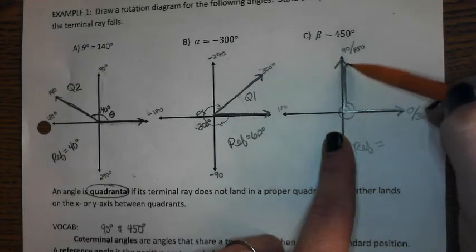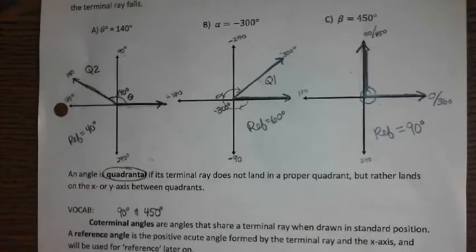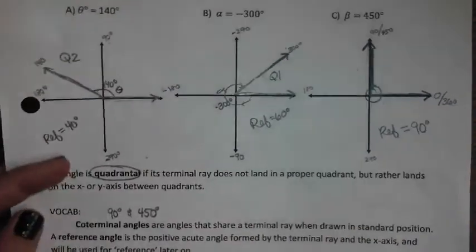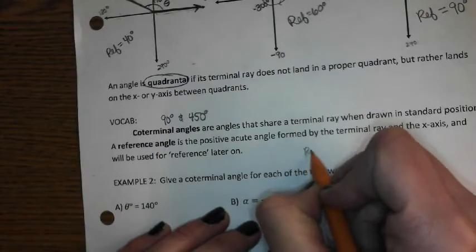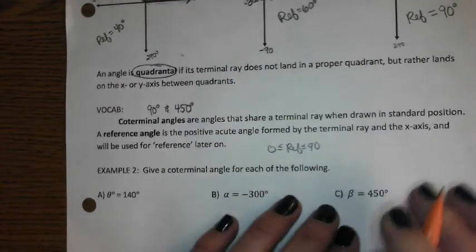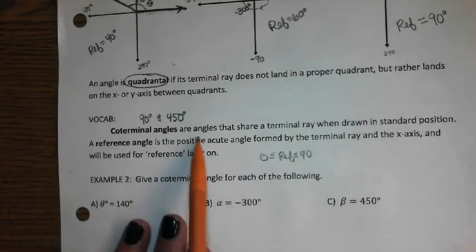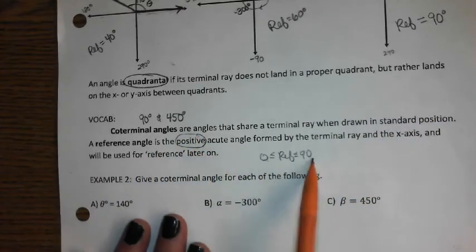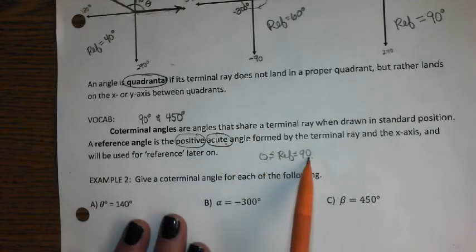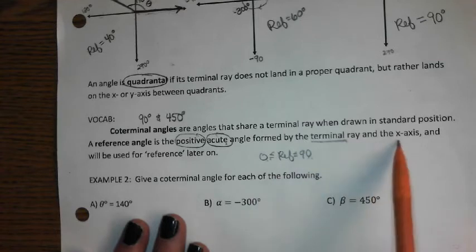What'd you say? 90 degrees. Your reference angle has to be between 0 and 90. So let's say that: reference has to be between 0 and 90. It's the angle made, and I already wrote it. So it's positive, acute, between 0 and 90, formed by the terminal ray and the x-axis.